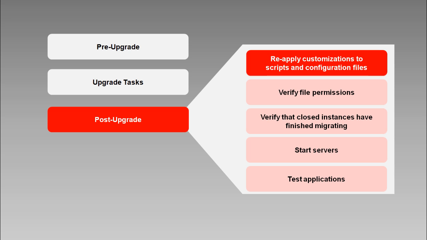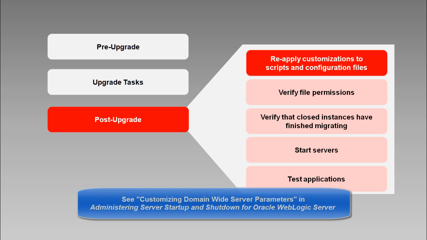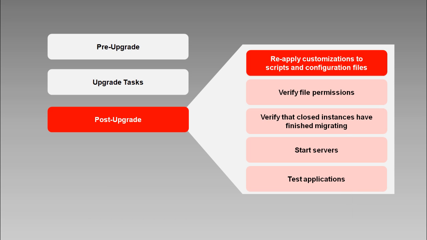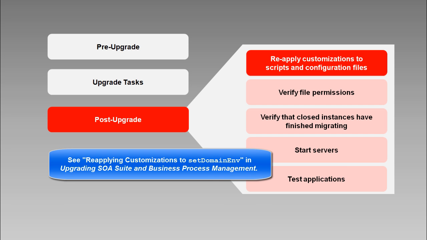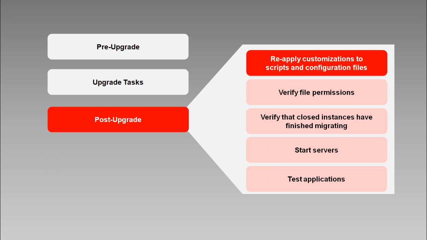As we described in the Pre-Upgrade Tasks video, changes made before an upgrade to the set domain env script or any other startup script will be overwritten by new regenerated scripts during the domain reconfiguration process. Consider creating a set user override script to store your domain customizations. You can read more about this option in the document listed on screen. If you're unable to create the set user override script before your upgrade, you'll need to reapply your settings as described in Reapplying Customizations to Set Domain ENV in the Upgrading SOA Suite and Business Process Management Guide.